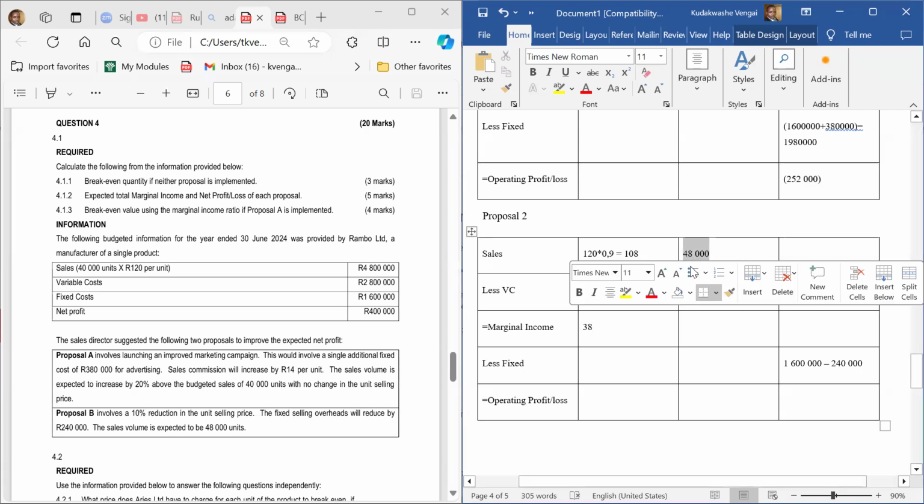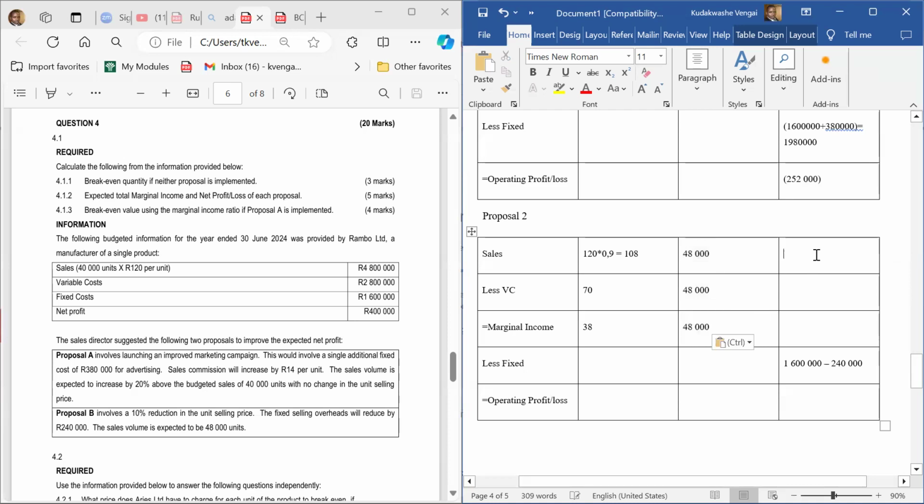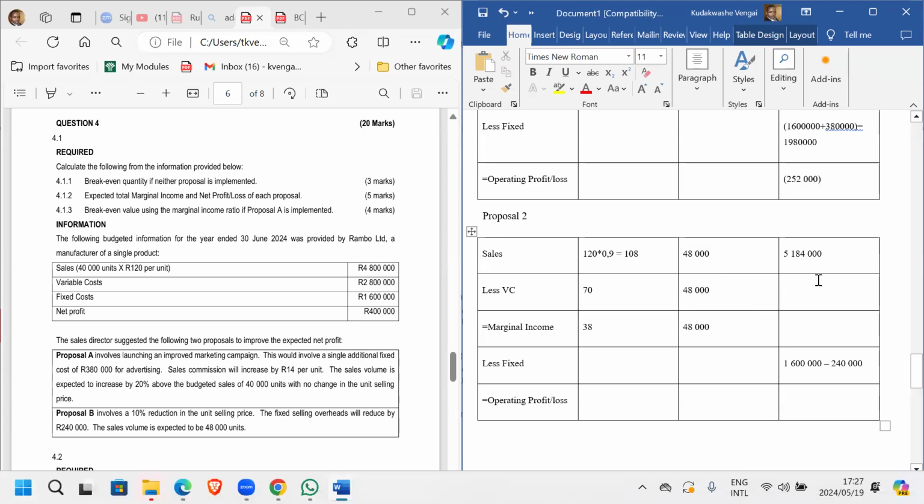And then we've got 48 here, 48 there, 48 there. So 108 multiplied by 48,000 gives us 5,184,000. And then 70 multiplied by 48,000 gives us 3,360,000. And then 48,000 multiplied by 38 gives us 1,824,000.